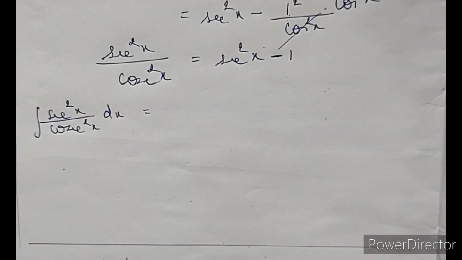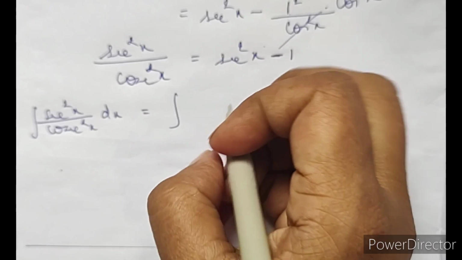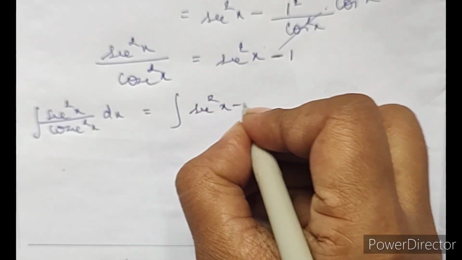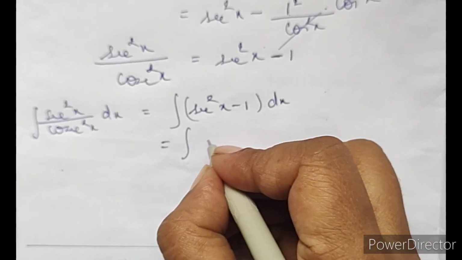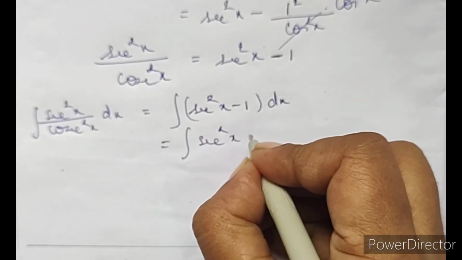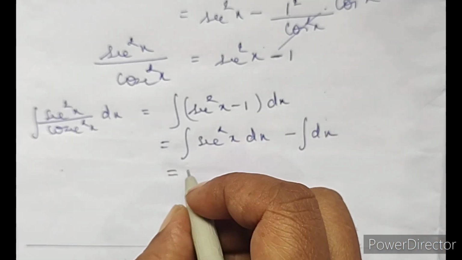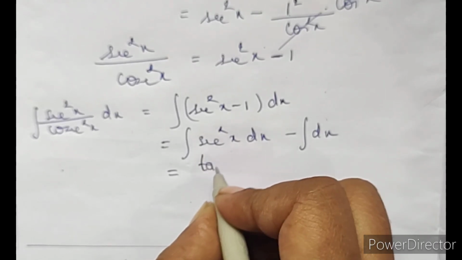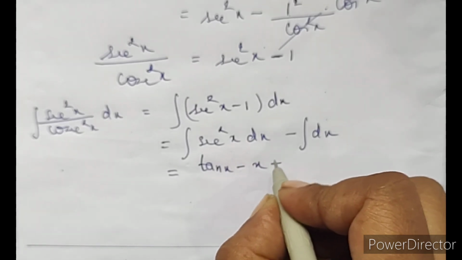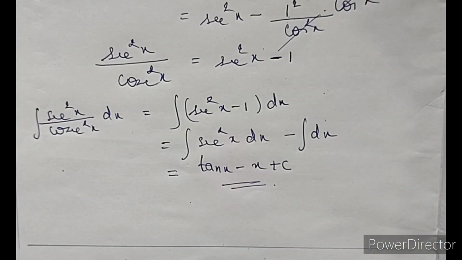Integration of secant square x divided by cosecant square x dx is equal to integration of, we have simplified, secant square x divided by cosecant square x is secant square x minus 1, into dx. By the property of integration, I can write it as integration of the first function secant square x dx minus integration of the second function, 1 into dx, is dx. So on integration, secant square x gives tan x, minus x, plus c. Integration of dx is x.